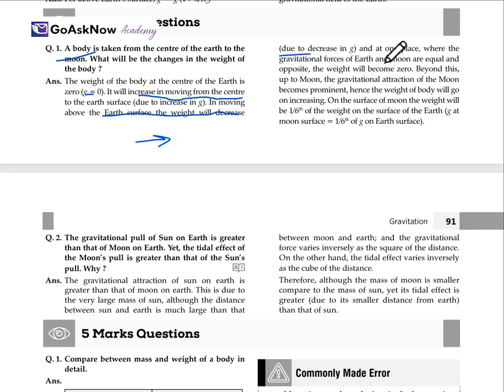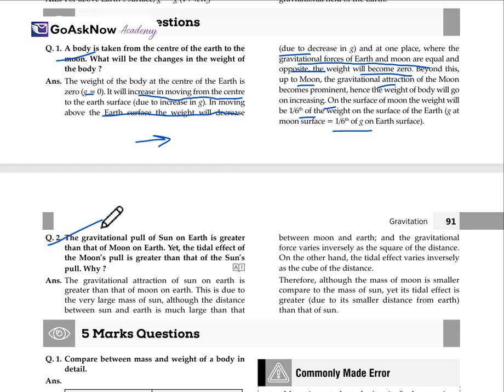At one place where the gravitational forces of the Earth and the moon are equal and opposite, the weight will become 0. Beyond this, up to the moon, the gravitational attraction of the moon becomes prominent. Hence, the weight of the body will go on increasing. On the surface of the moon, weight will be 1/6 of the weight on the Earth's surface, and g on the moon's surface is 1/6 of g on the Earth's surface. Each and everything depends on the gravity g.